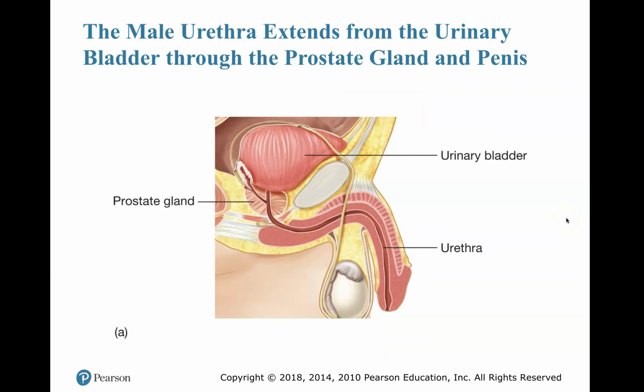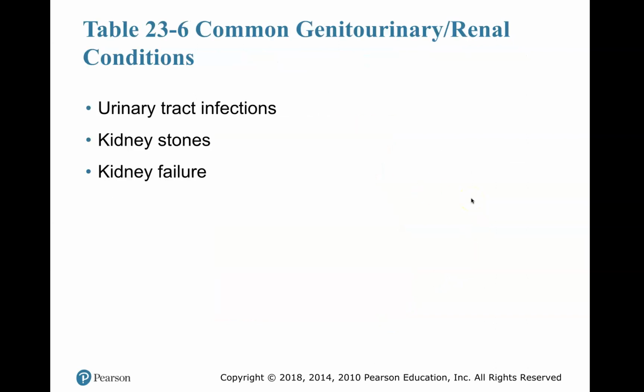The male urethra extends from the urinary bladder through the prostate gland and penis. Here's the prostate gland. The urethra comes from there all the way through the head of the penis. And here's the bladder. Common genitourinary renal conditions are urinary tract infections, kidney stones, and kidney failure.